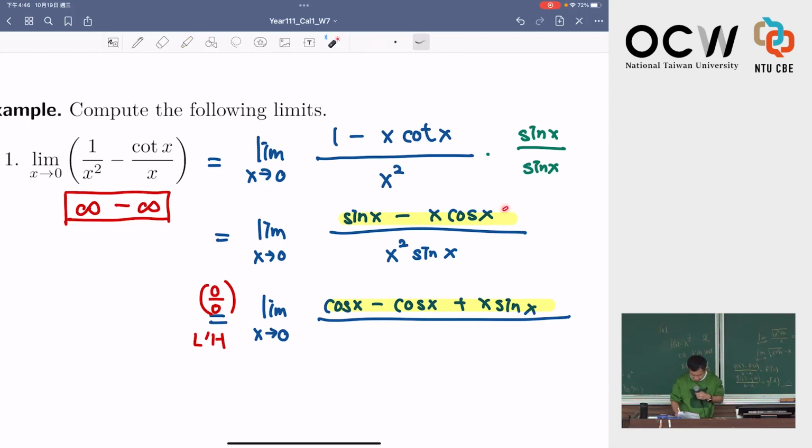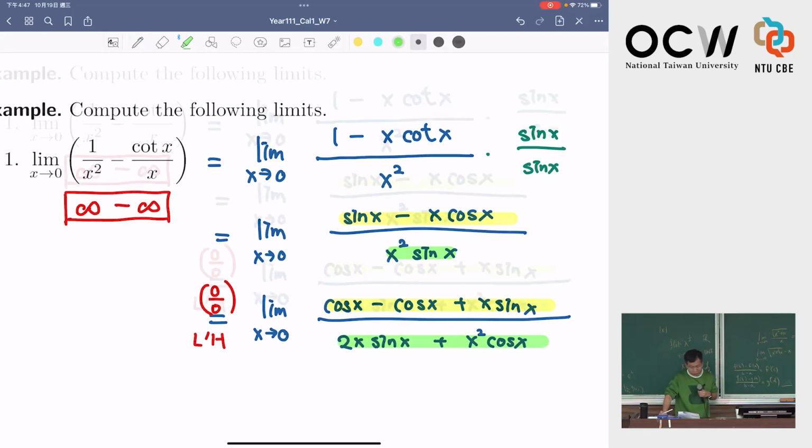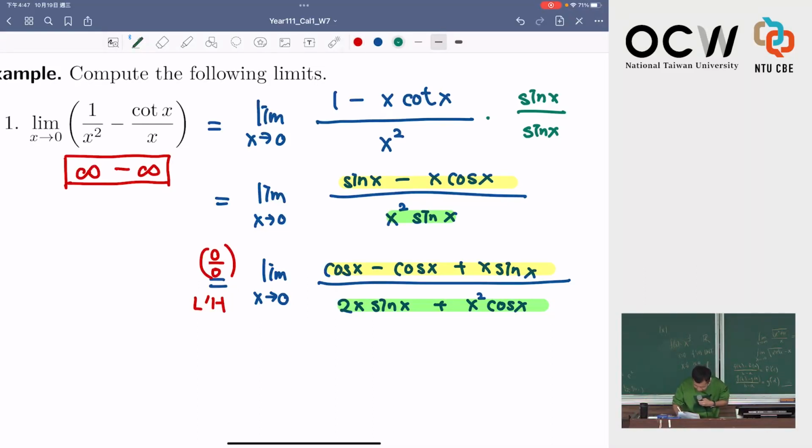So differentiate this by product rule correctly. You will get this. And then the other guy at the bottom, when you differentiate this by product rule, you get 2x sine x plus x squared cosine x. And then you realize there's good news: cosine and cosine kill each other. So you're left with x sine x over 2x sine x plus x squared cosine x.